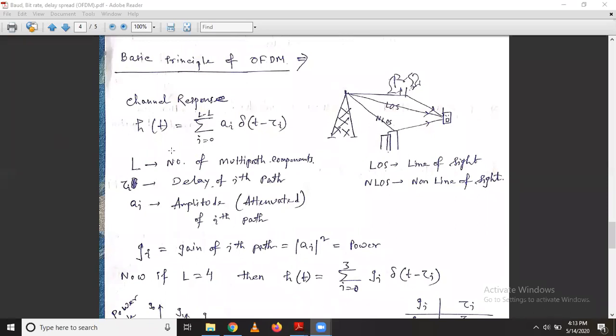To know OFDM directly, we cannot start OFDM. We have to read a few concepts before that. I will tell later.